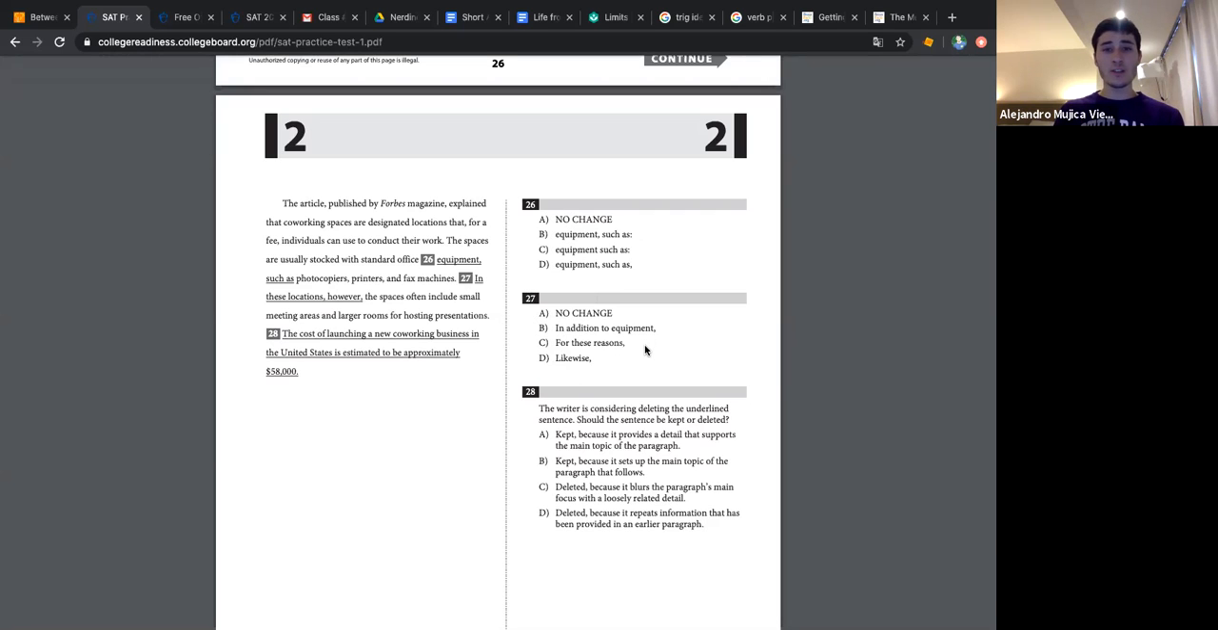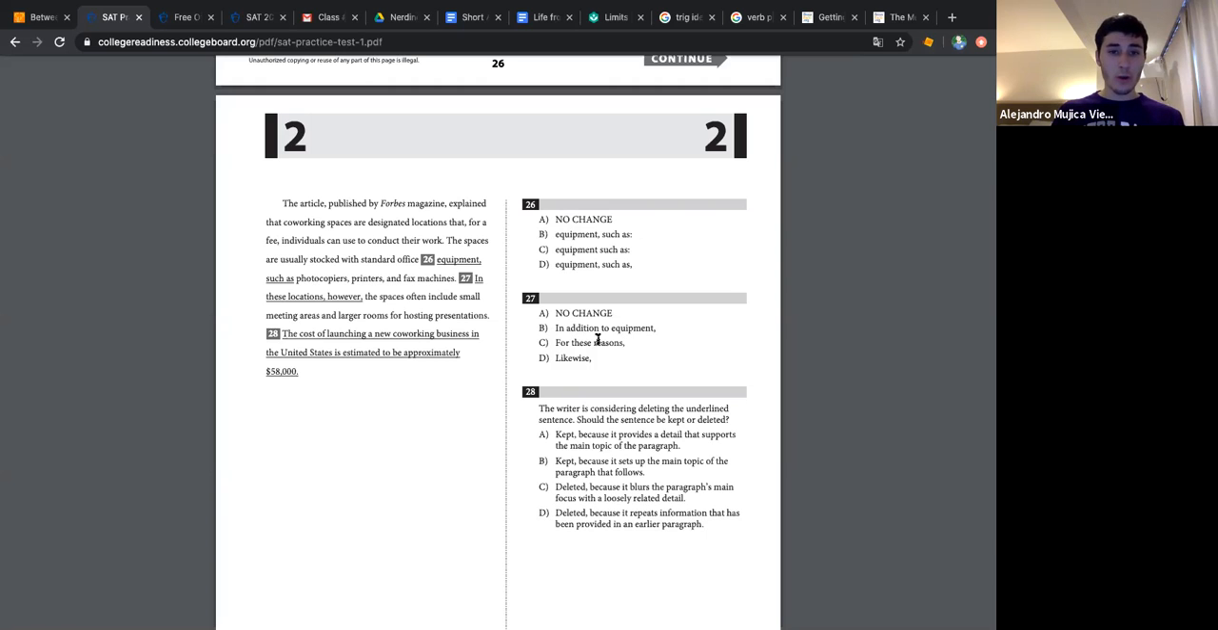For these reasons isn't what we can do here either, because the previous sentence is not really an explanation of what comes after. It's not the cause or the reason for it. They're both different reasons in any case. They're not one being the explanation or the cause of the other.